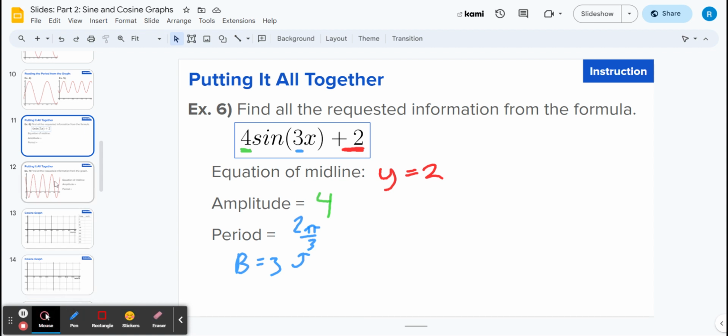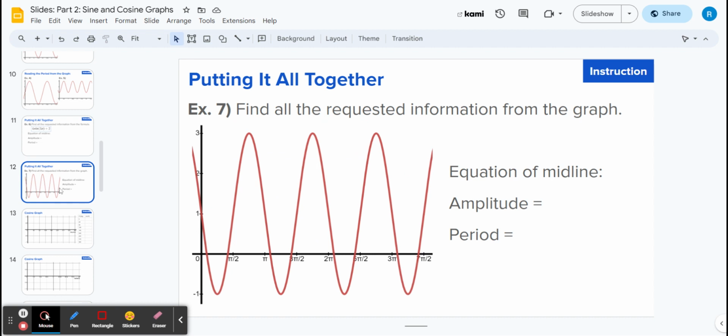All right, then we can also find everything with our graph, right? So we got a new graph up here. We're going to find all the information we need in this problem. So first thing I should do is find that equation of the midline. I can see that the line of symmetry here is at 1. So my equation of the midline is simply going to be y equals 1.